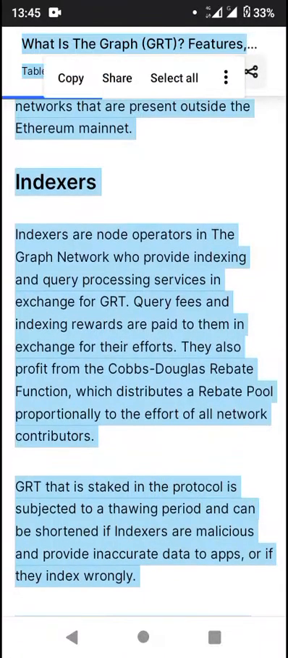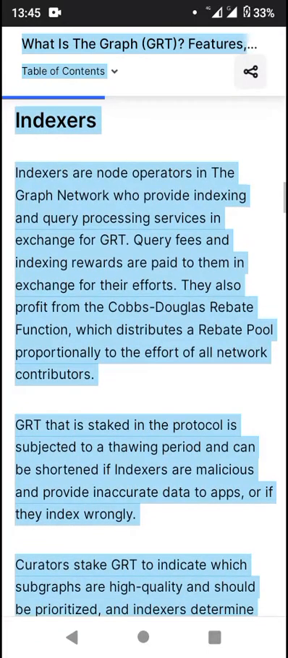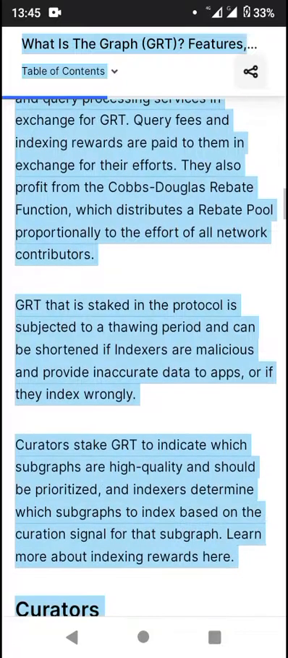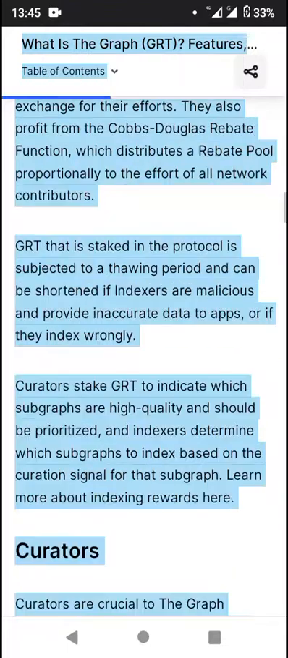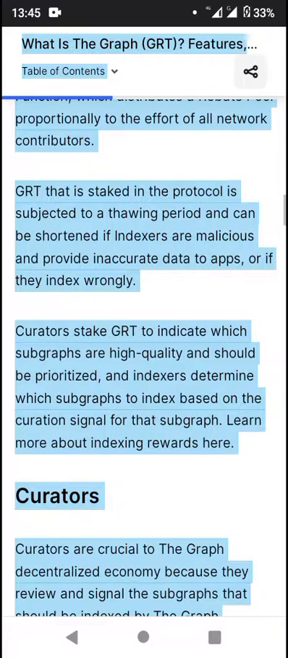While for indexers, indexers and node operators in the graph network provide indexing and query processing services in exchange for GRT tokens. So query fees and indexing rewards are paid to them in exchange for their efforts. They also profit from the Cobb-Douglas rebate function, which distributes a rebate pool proportionally to the effort of all network contributors. GRT that is staked in the protocol is subjected to a thawing period and it can be shortened if the indexers are malicious and provide inaccurate data, or if they index wrongly.